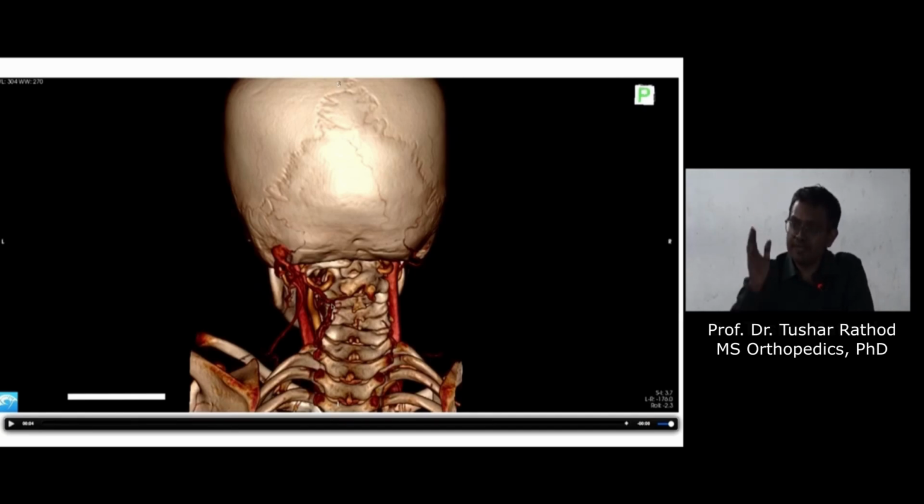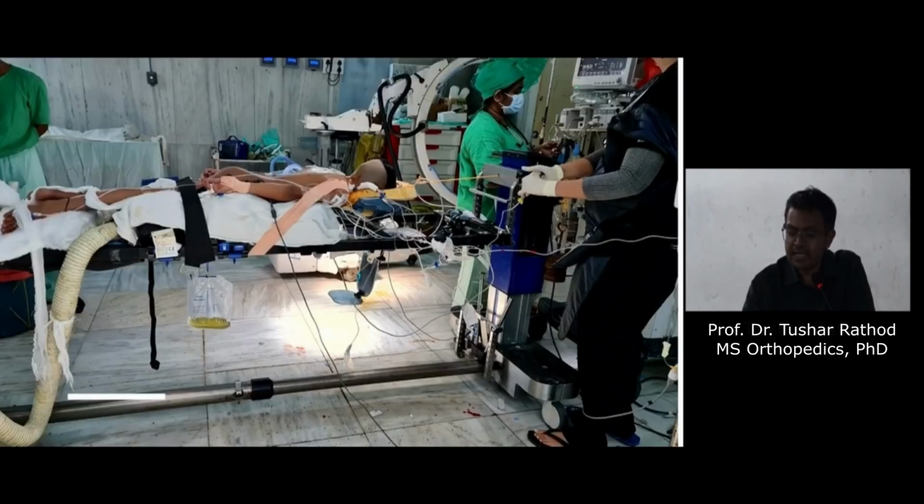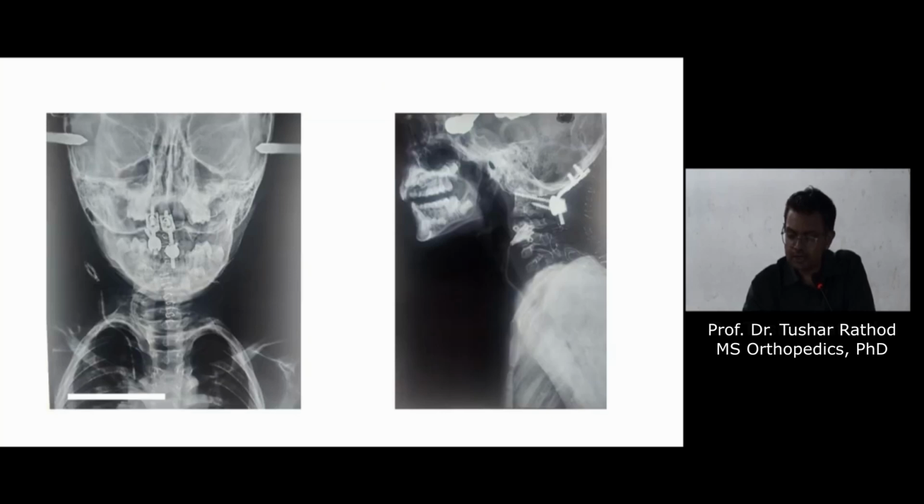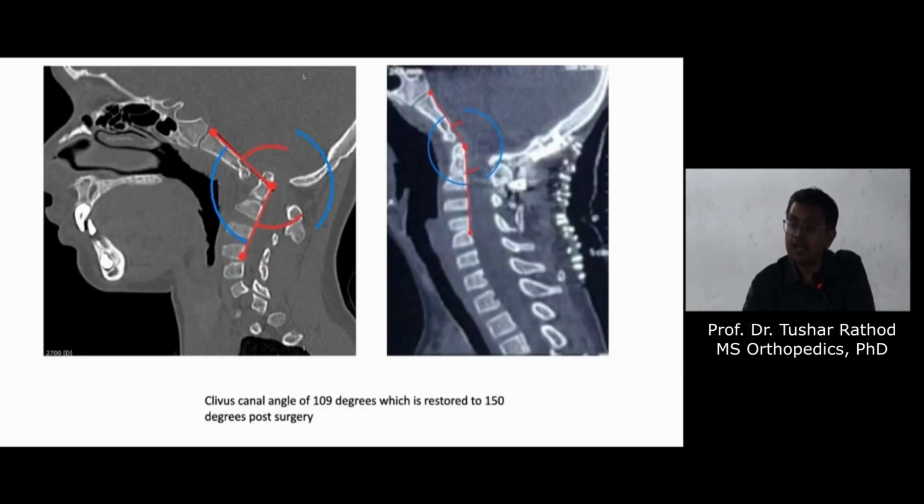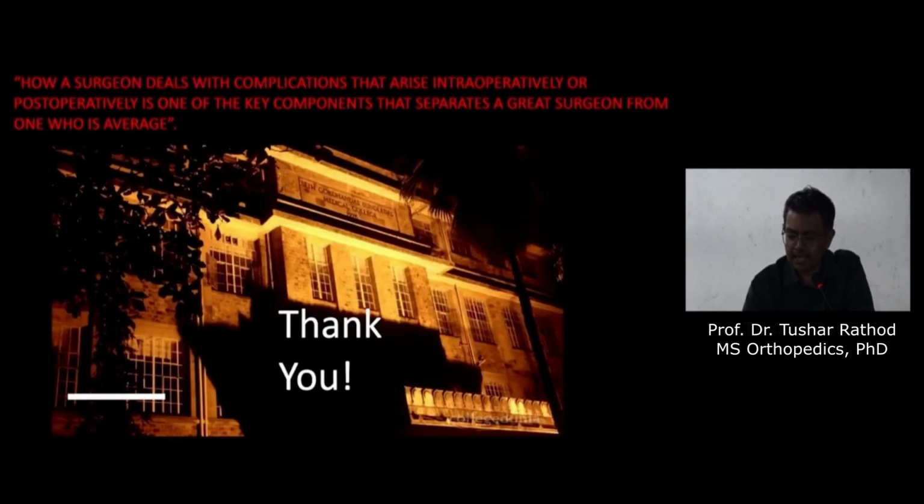So we were very meticulous while dissecting intraoperatively, so that we did not injure this kind of sinus. We did an all-posterior approach. The occipito-cervical fusion was done. We could reduce this AAD from all posterior. We restored the clivus canal angle, and this was fused.